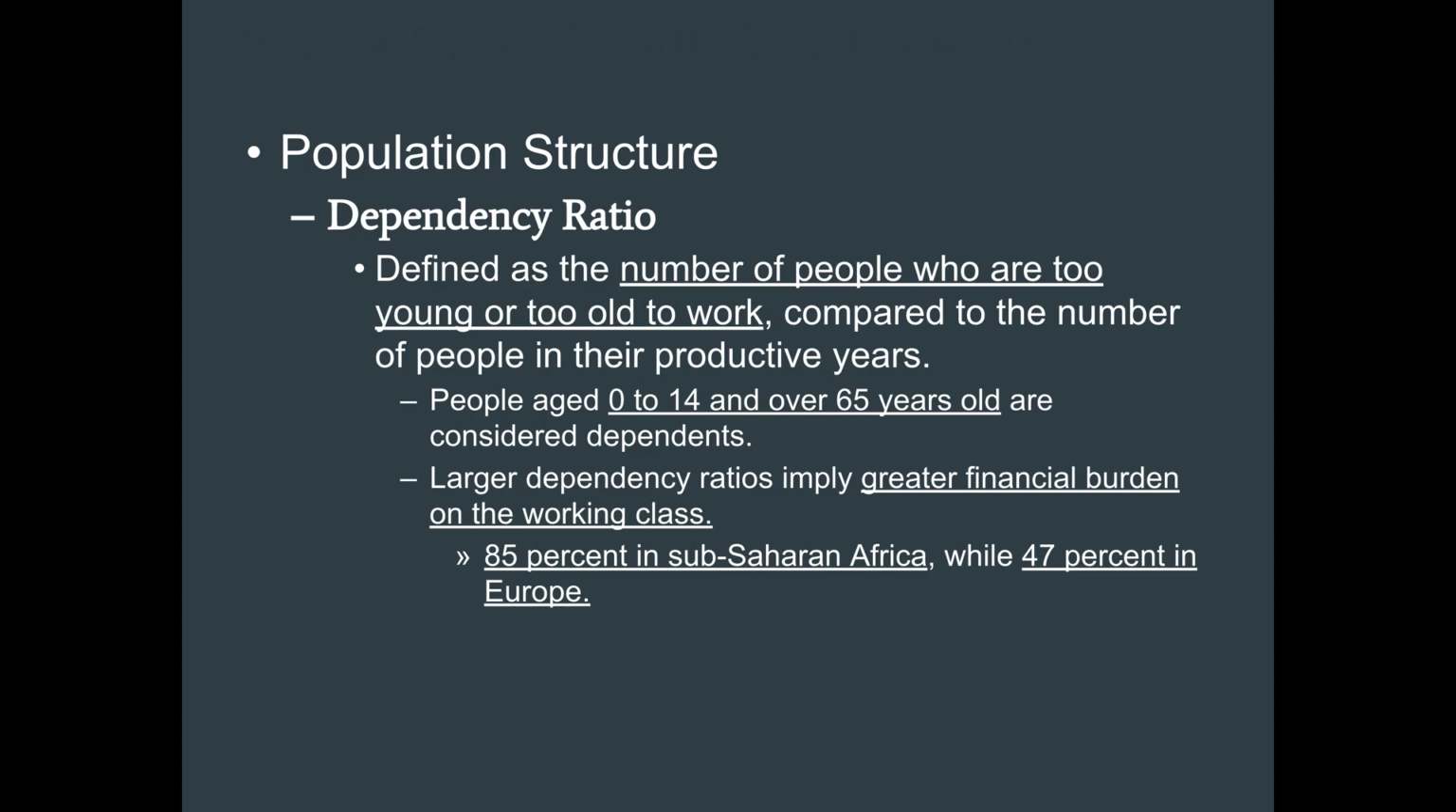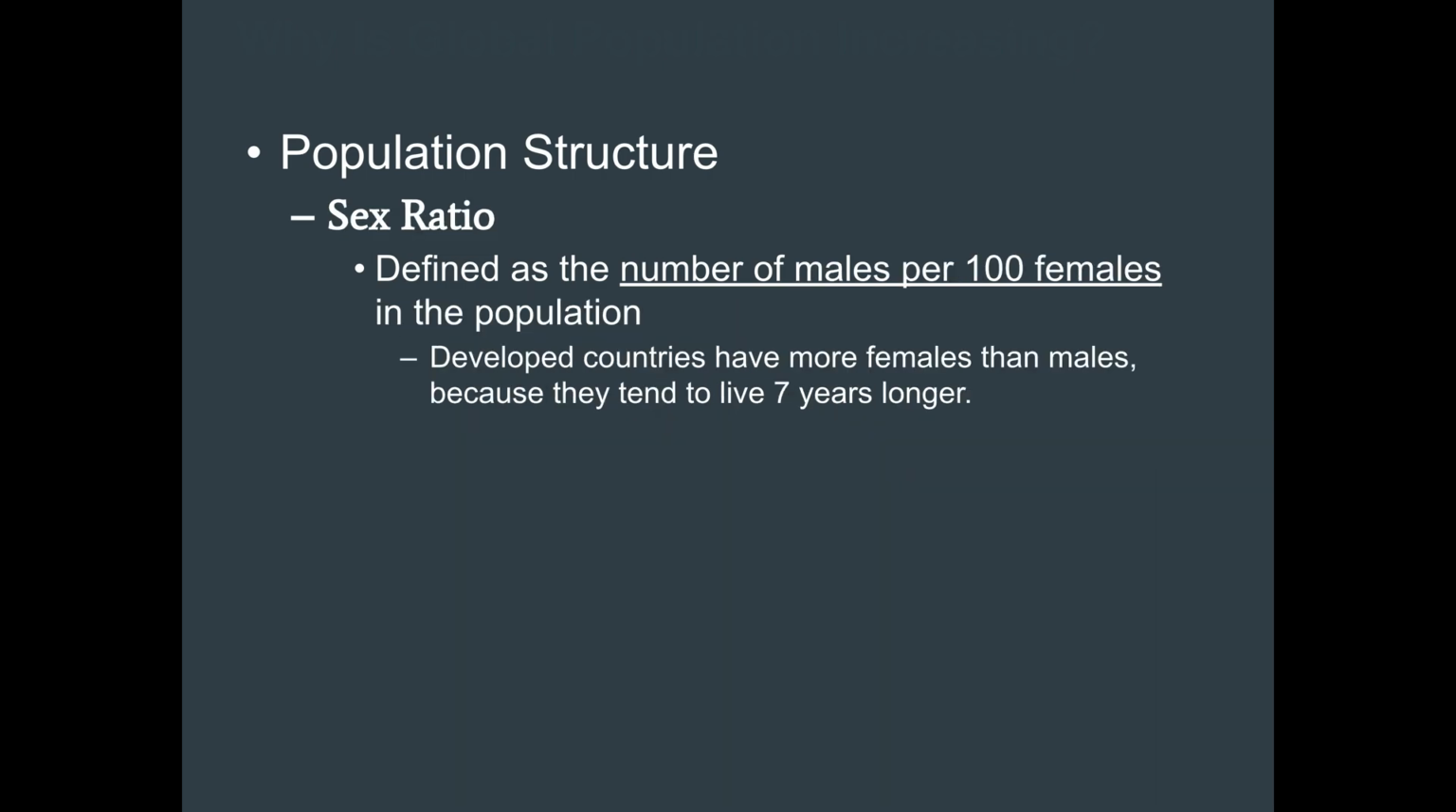Larger dependency ratios do mean greater financial burden. They also could mean that there is an aging population, so that now you have fewer young people to take care of the individuals that are retired, no longer in their producing years. And then the sex ratio is the simple number of males per 100 females in the population. Developed countries have more females than males because females tend to live 7 years longer than males.